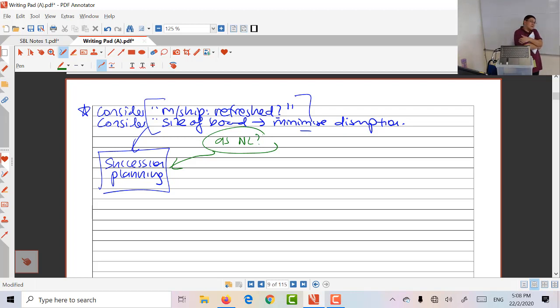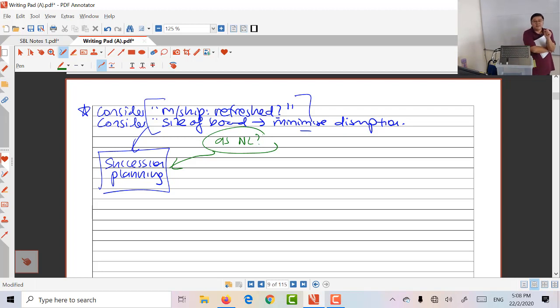So when you see succession planning, what position do you look at that is considered important? Only CEO, right? No, it's actually all positions. Succession planning is not just about one position that you need to fill. It's actually all the positions that you have to fill. So it must be organization-wide, so that everything is filled whenever there is a need.